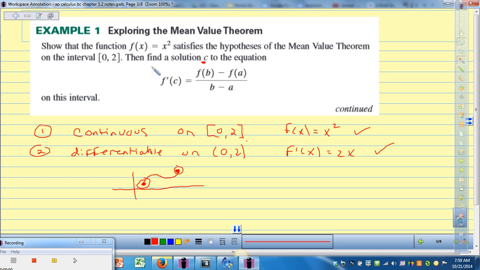So now what we need to do is find the point c where the average rate of change equals the instantaneous rate of change. So we will do f of b, which will be f of 2 minus f of 0, over 2 minus 0, equals f prime of c. So what is f prime? 2x. Well, f prime of c then would be 2c. And we're trying to solve for c.